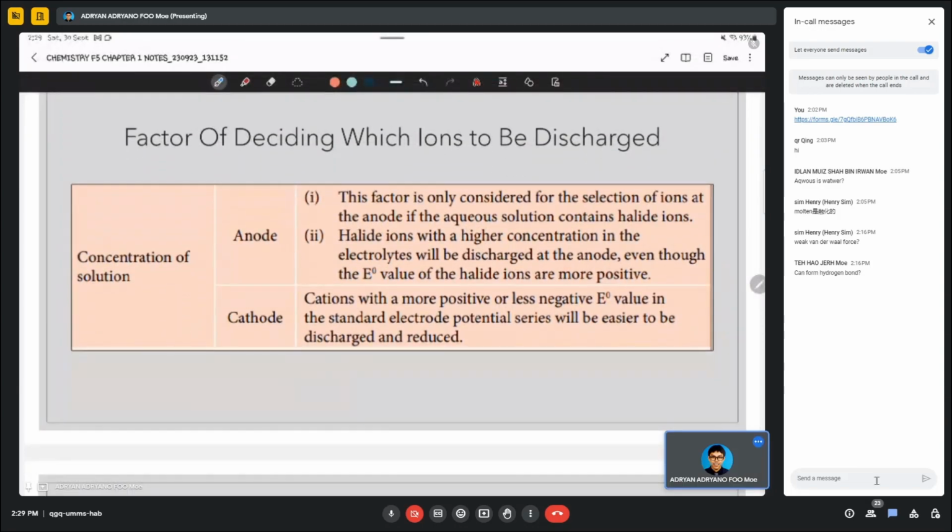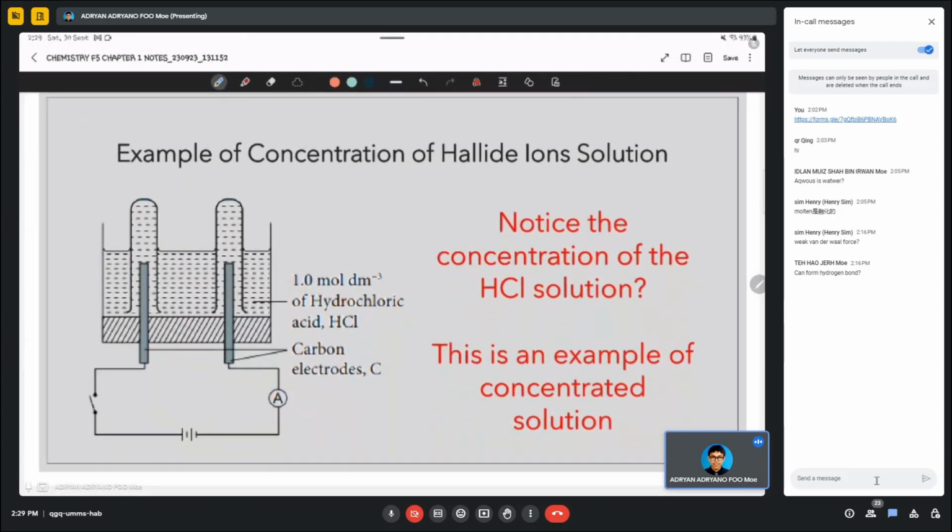Next, an example of concentration. Notice the concentration of the HCl solution. This is an example of a concentrated solution. How many ions do I have? Three: H plus, Cl minus, OH minus.